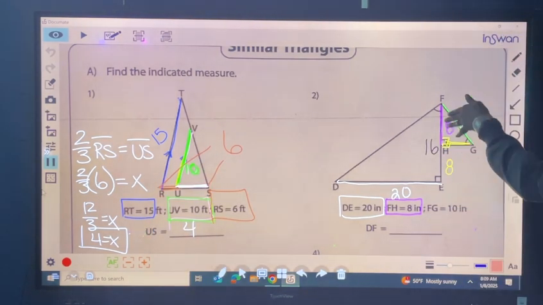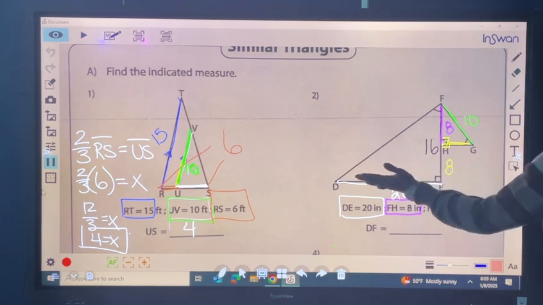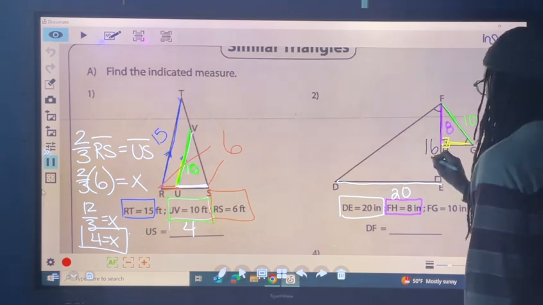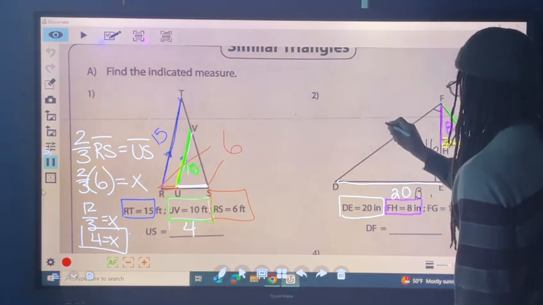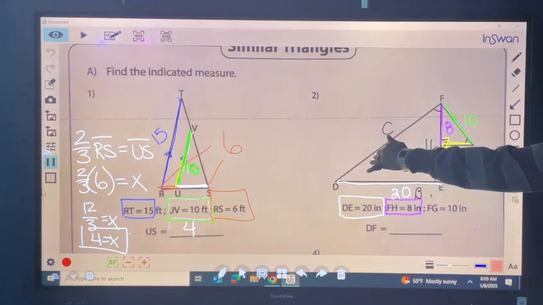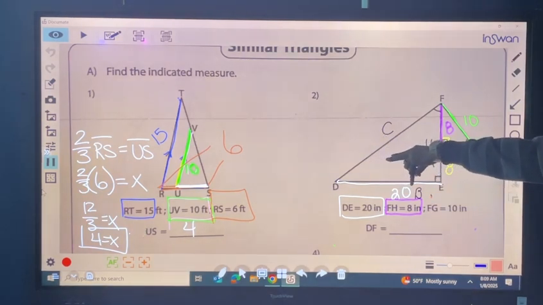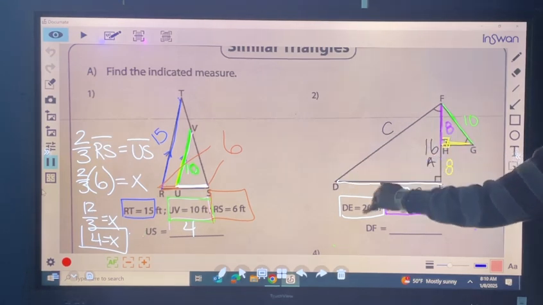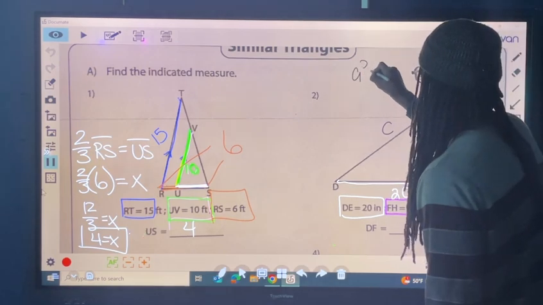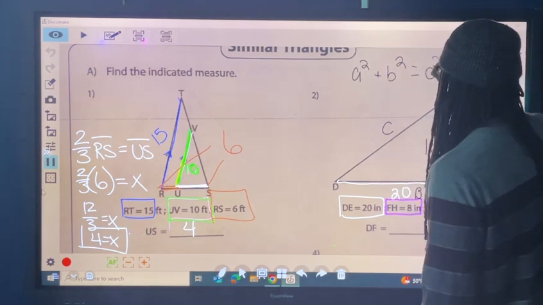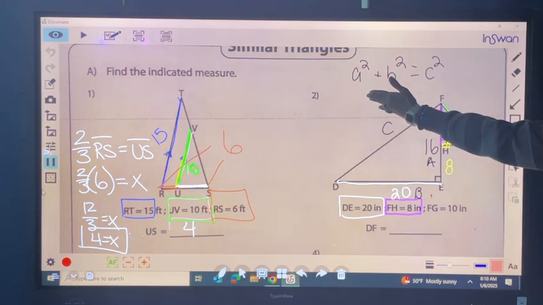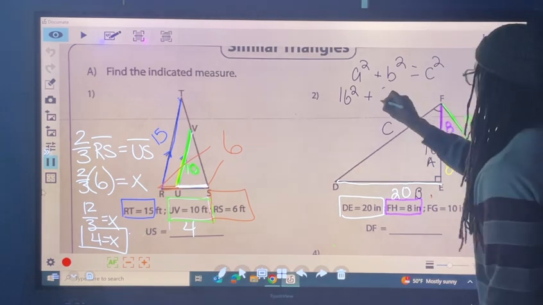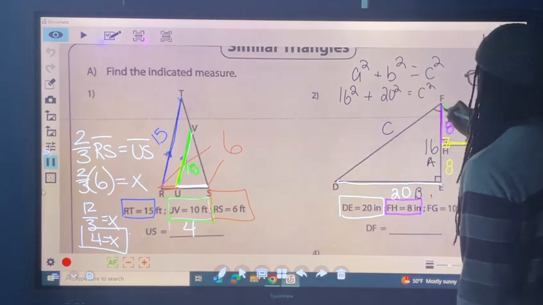Now, if you look here, we already got one leg, we got another leg, and we see that this is a right triangle, so we can use Pythag theorem. So we'll call this A, we'll call this B, and this will be our hypotenuse. Remember that word from yesterday? The hypotenuse is always the longest side of the triangle. So A squared plus B squared is going to give us the value of C squared. Our A will be 16 to the second power, plus 20 to the second power should give us C squared.